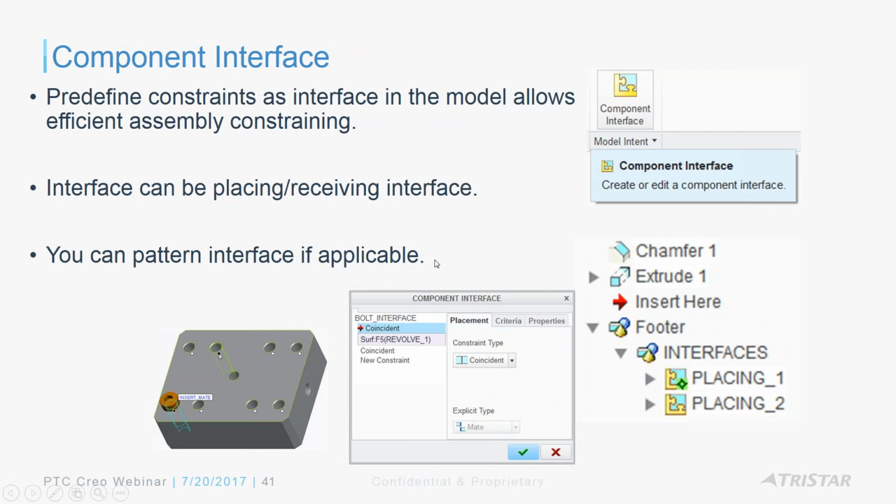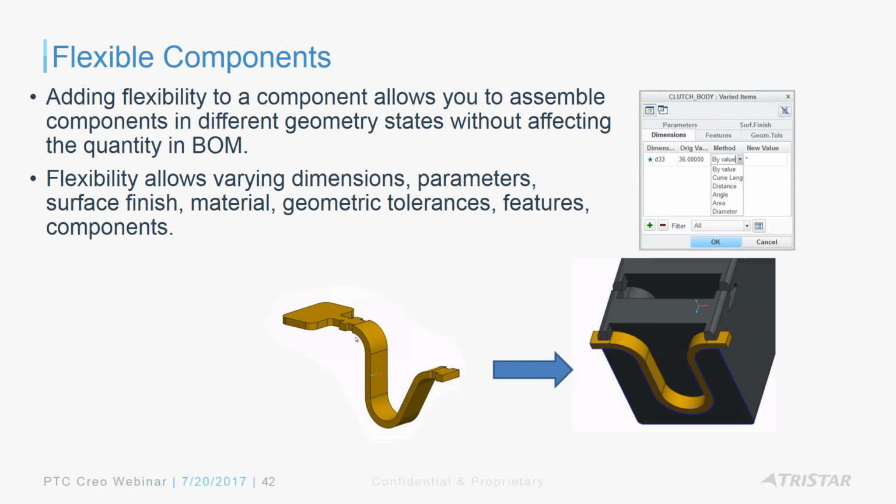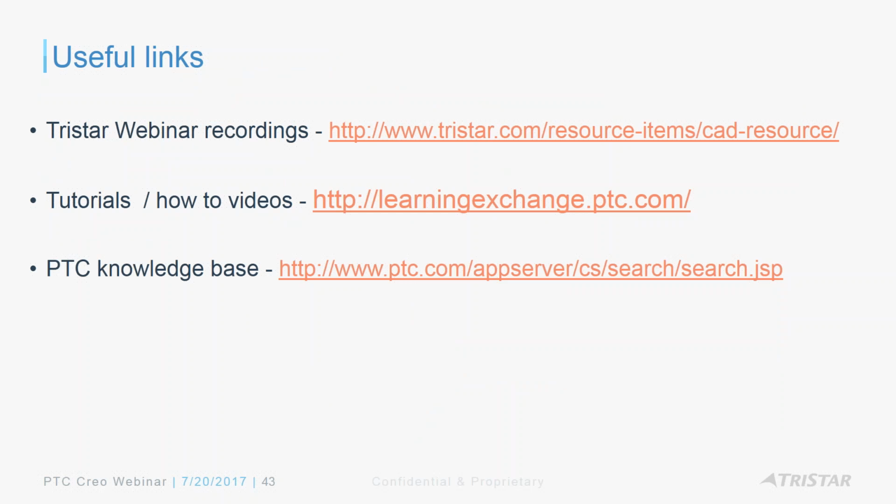And the last one here is about component interface. Whenever you want to quickly assemble standard parts again and again, it's a good practice to predefine the interface at the part level so it knows, you can drag and drop and quickly apply constraints or assemble the parts rather than selecting the geometry step by step. Flexible components obviously is a great way to assemble the same part in different geometry states, right? You can even have it with different parameters, different material for different occurrences of the same part, okay?